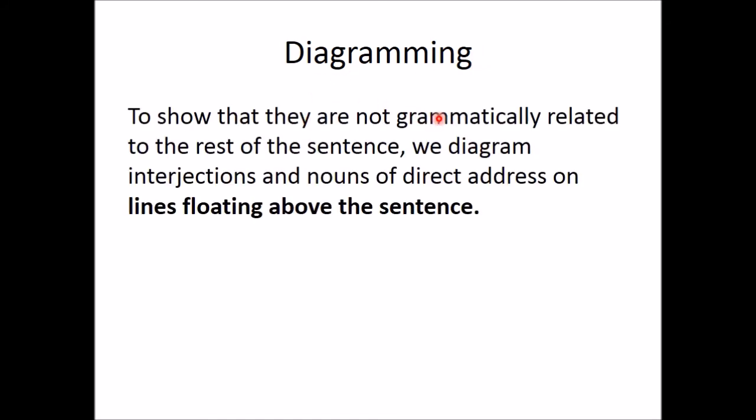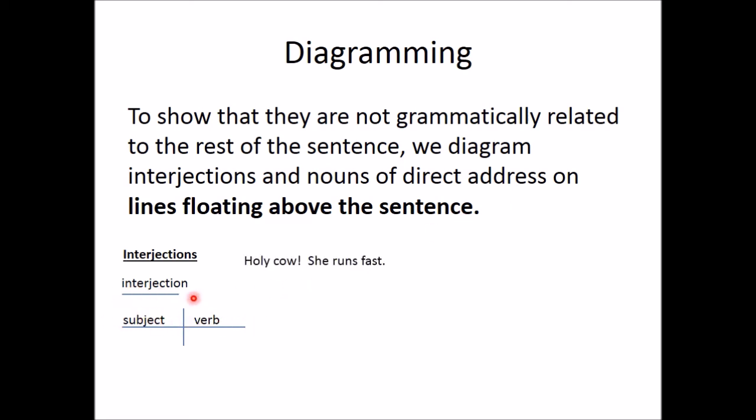So, lastly, how do we diagram? To show that they are not grammatically related to the rest of the sentence, we diagram interjections and nouns of direct address on a line that floats above the sentence. So let me show you what that looks like in a diagram. For interjections, it would look like this. You put the interjection on a line above the actual sentence diagram. So the subject and verb, it would look something like that. The sentence and then with the interjection above it.